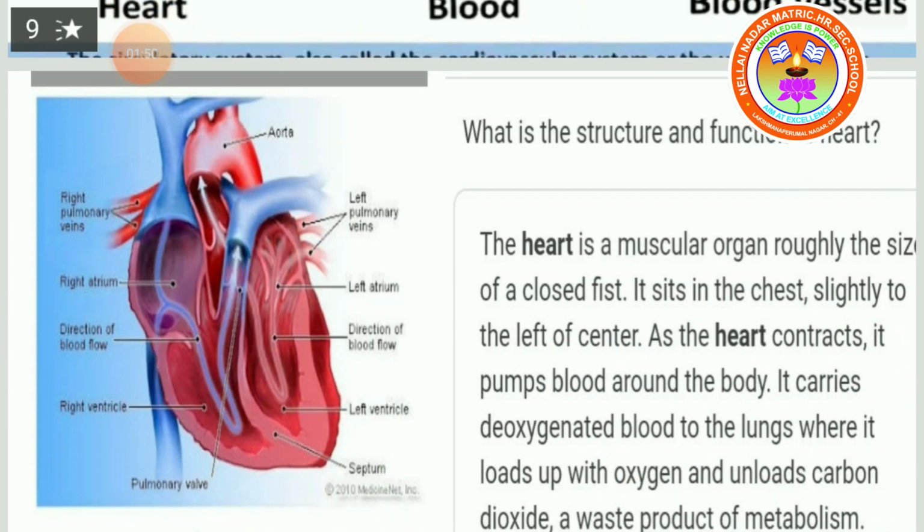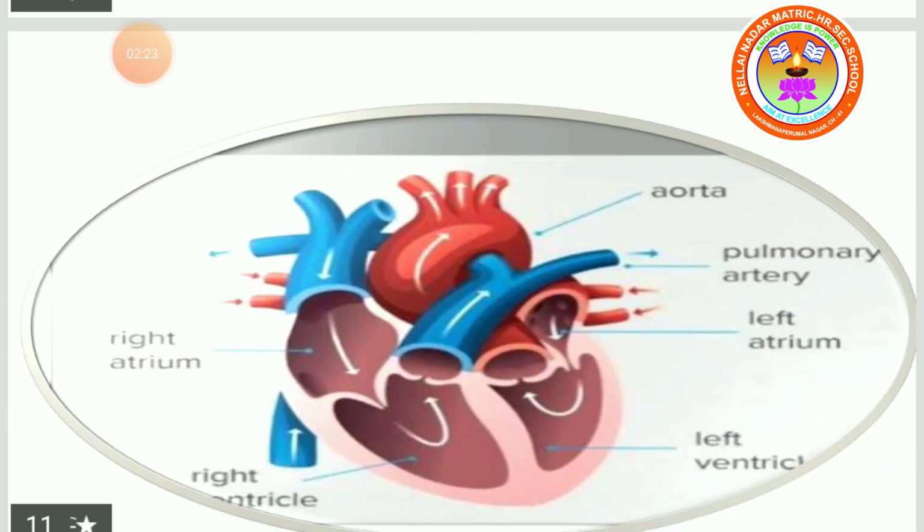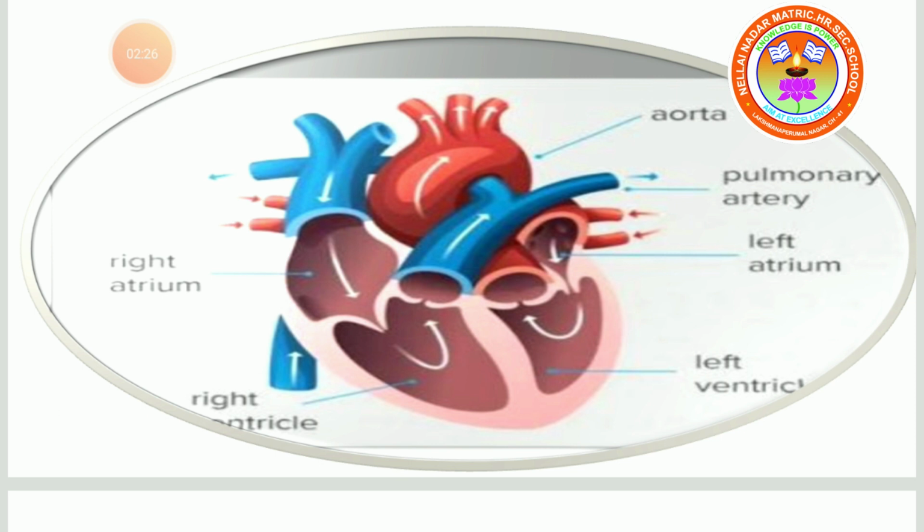First of all, we are going to discuss the heart. What is the structure and function of the heart? The heart is a muscular organ roughly the size of a closed fist. It sits in the chest slightly to the left of center. As the heart contracts, it pumps blood around the body. It carries deoxygenated blood to the lungs, where it loads up with oxygen and unloads carbon dioxide, a waste product of metabolism. We are going to discuss each part of the heart.